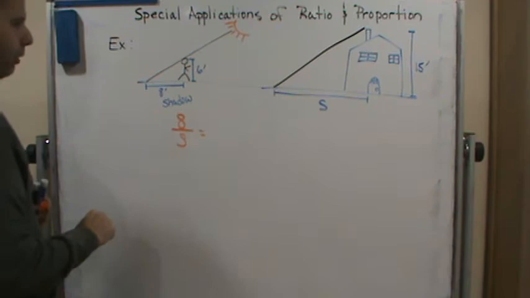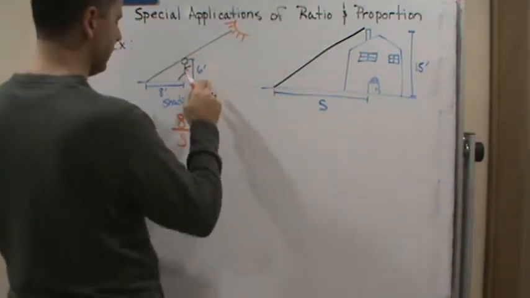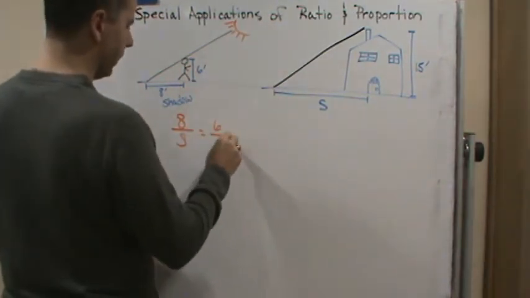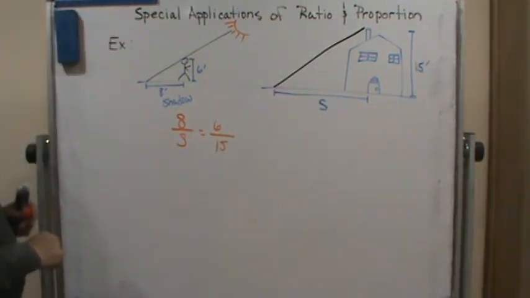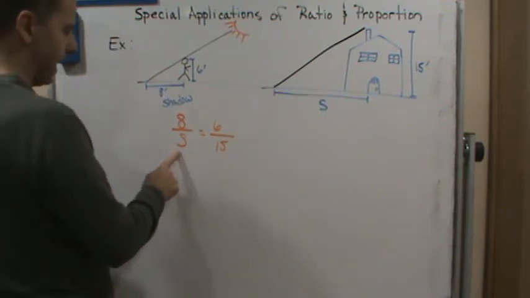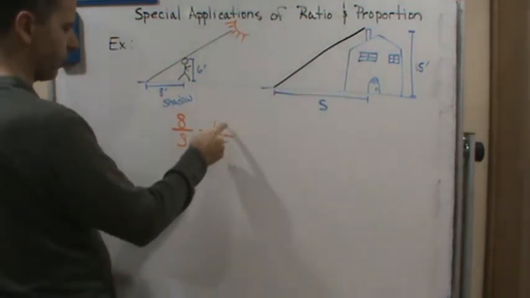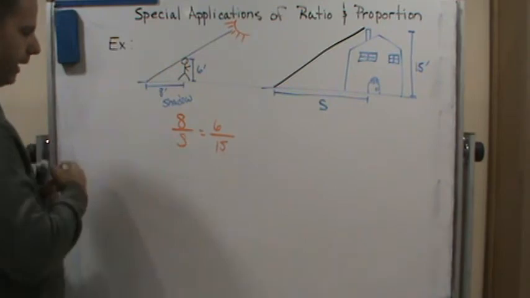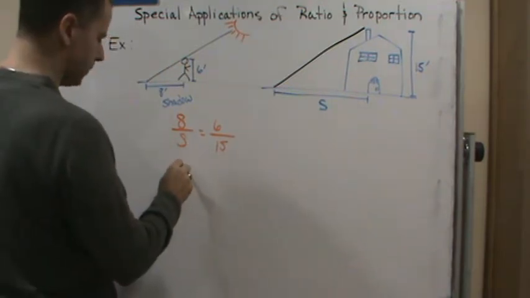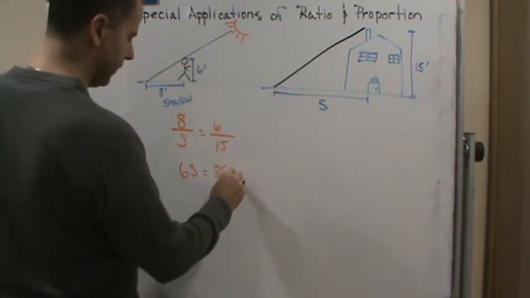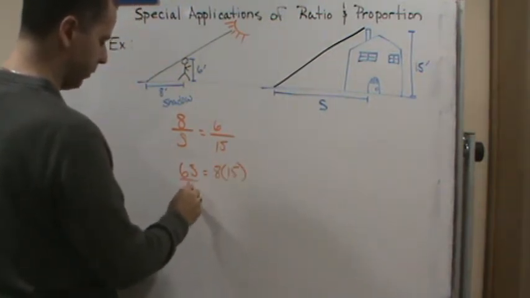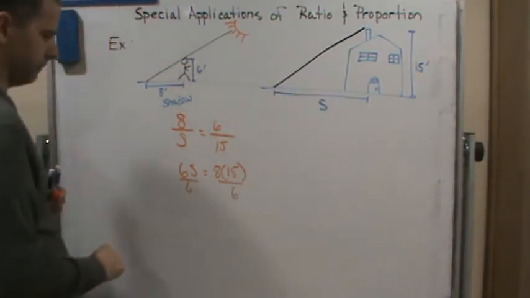And we're going to equal 6 corresponds to 15. Okay. Now, could we have done this differently? Because here the S is on the bottom. Well, that's okay because we're going to cross multiply, right? We're going to cross multiply. We get 6S equals 8 times 15, and then divide both sides by 6.